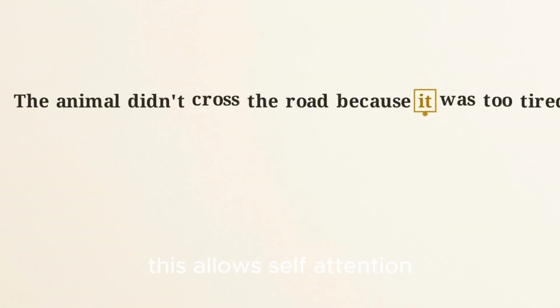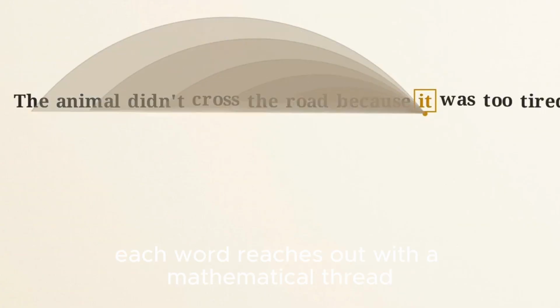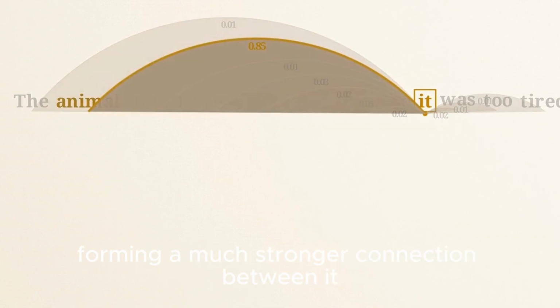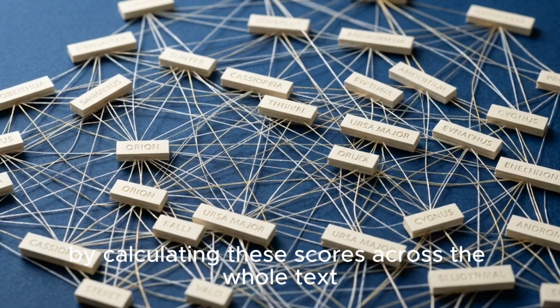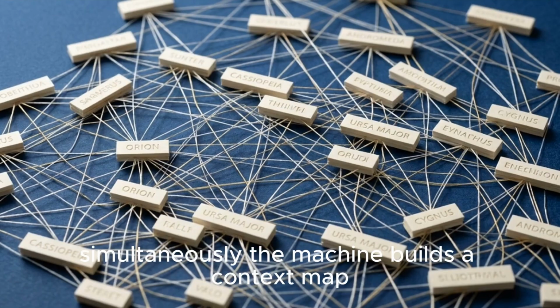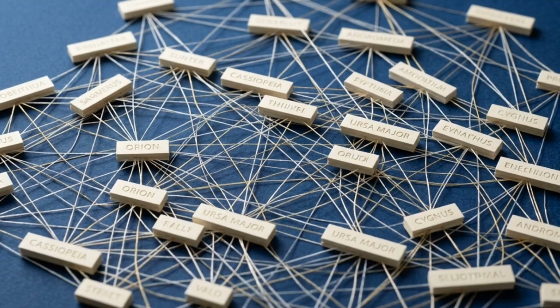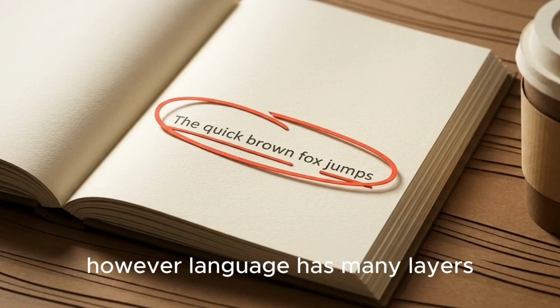This allows self-attention. Each word reaches out with a mathematical thread to every other word. The model scores these relationships, forming a much stronger connection between "it" and "animal" than "road." By calculating these scores across the whole text simultaneously, the machine builds a context map, ensuring it never forgets a word it just read.